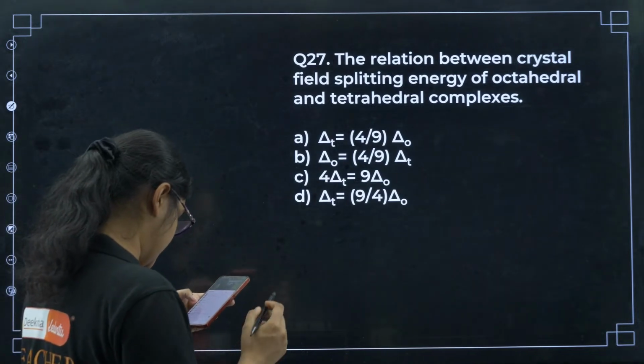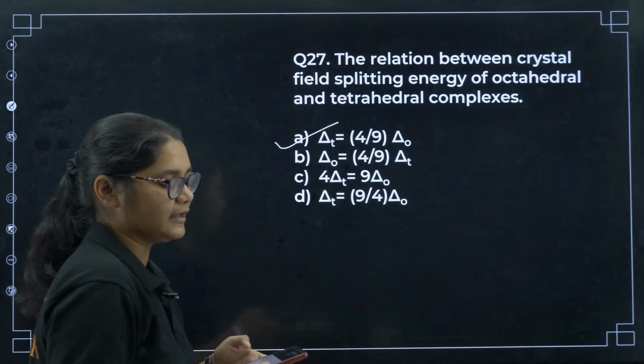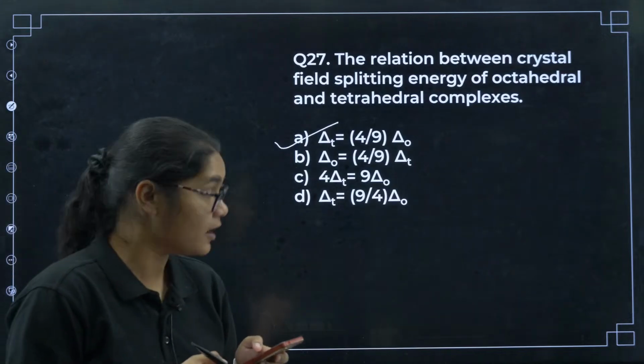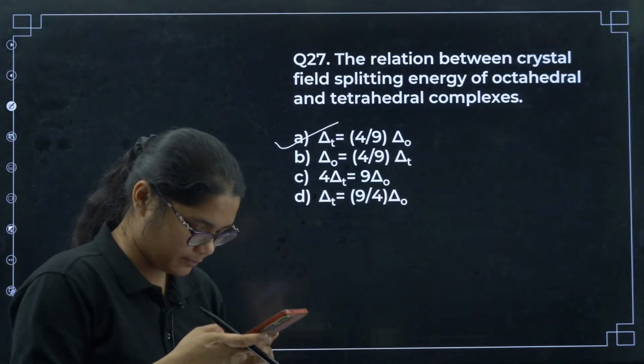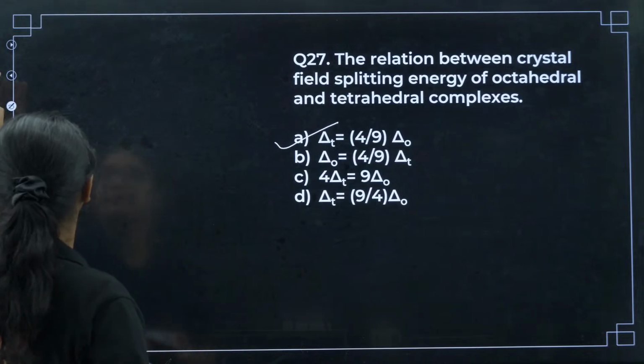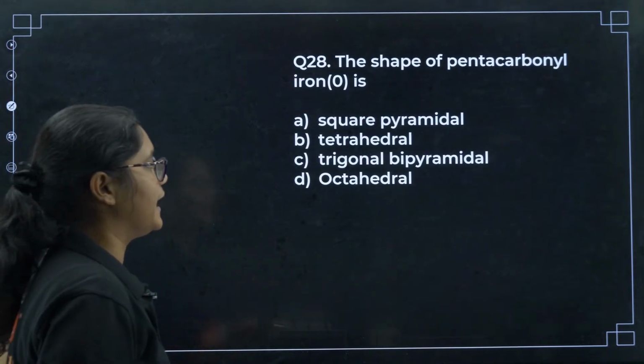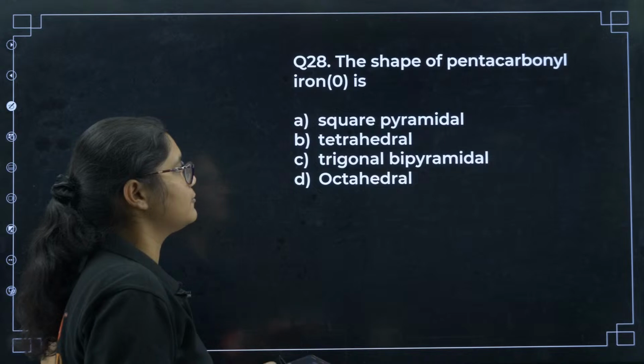Yes, 27A is the correct answer. Delta T is equal to 4 by 9 delta O. Very good Bharat, IDK, Gauri, Pradeep. Next, question number 28. The shape of the pentacarbonyl iron.